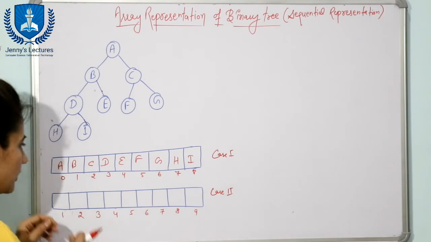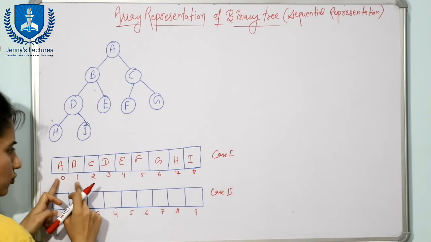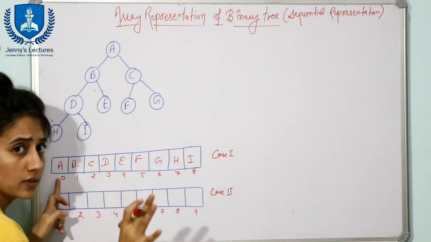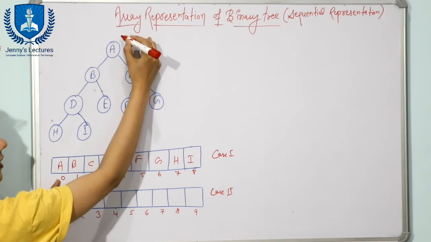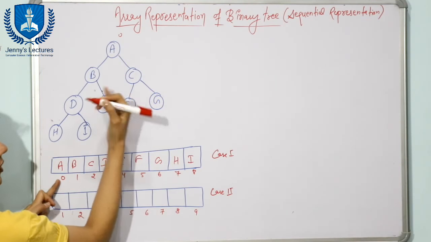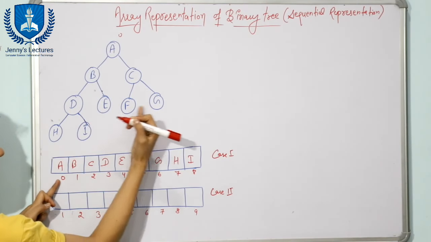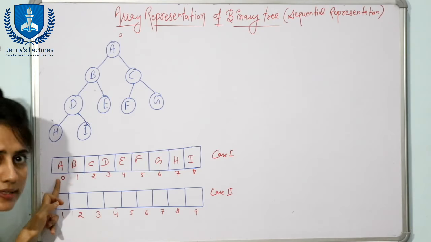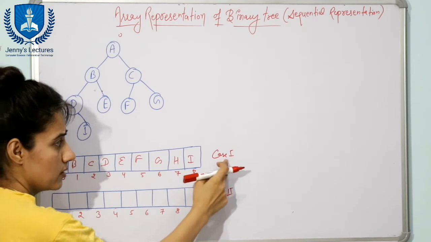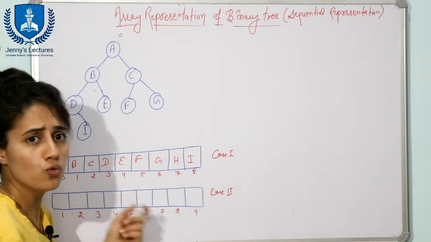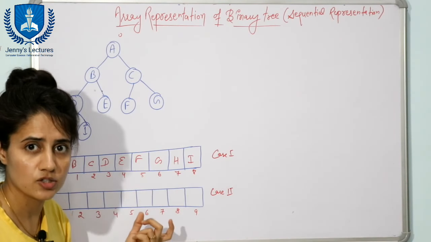Suppose this is the ith index: here i is 1, here i is 2, here i is 3, like this. In this representation, A is at index 0, then 1, 2, 3, 4, 5, 6, 7 and 8. So in this case, how do we find that relation, how do we represent this parent-child relation?